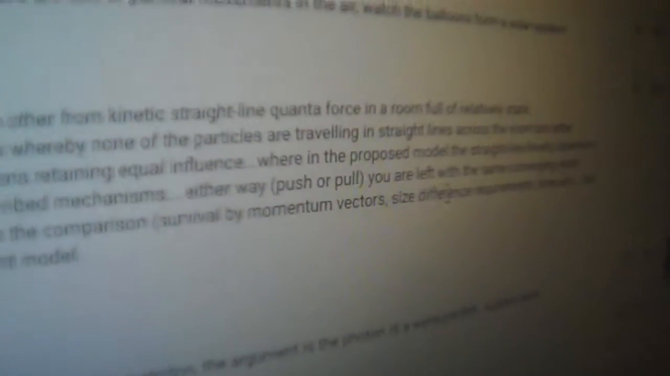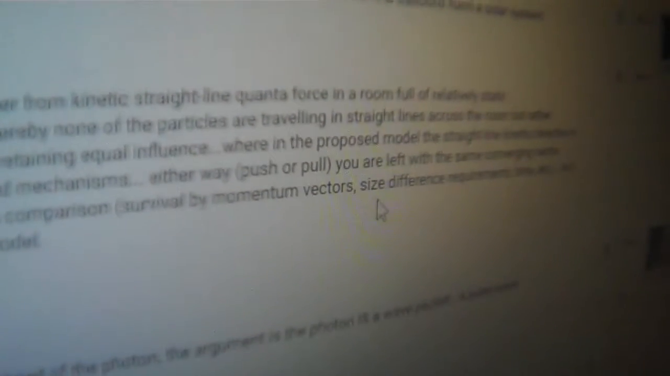Alright, so he's basically desired mechanism. Either way, push-pull, you are left with the same converging vector force. I could also mention other flaws in your comparison: survival by momentum vectors, size, different requirements, etc., time.